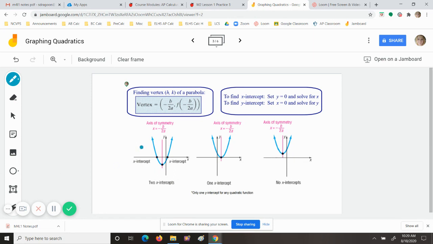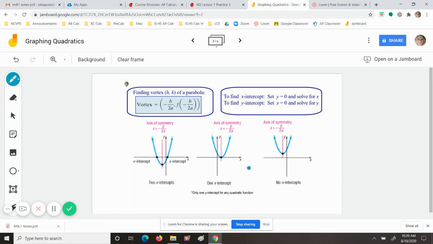The first one is that you could have 2 x-intercepts. Notice here, this graph crosses the x-axis at 2 different places. It's opening up and the vertex is below the x-axis, so it's got 2 different x-intercepts. The next one only has 1 x-intercept. It's actually not crossing the x-axis, it's just touching it right here. And this is one where the vertex is actually on the x-axis, which means the y-coordinate of the vertex is equal to 0.